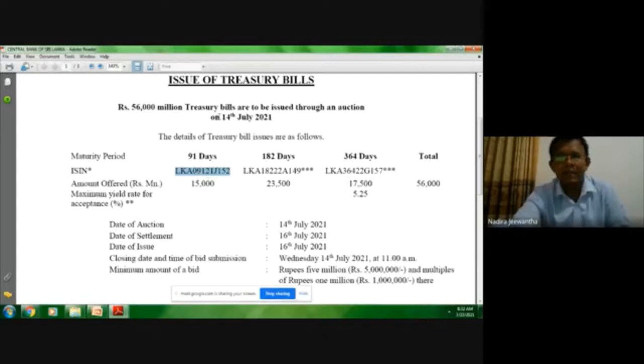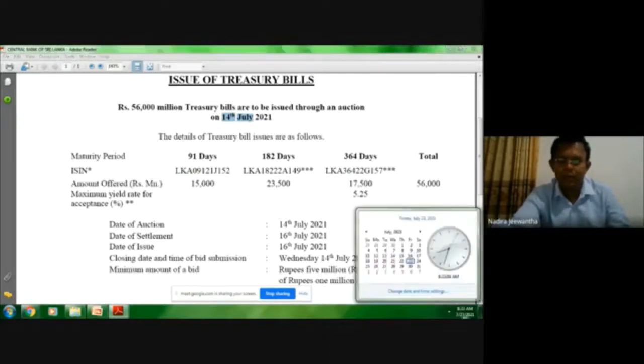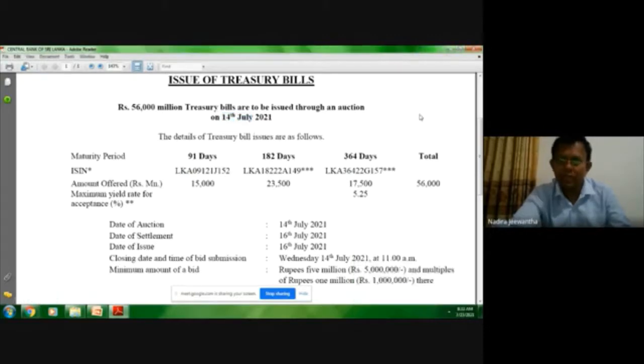Now this particular instrument, the treasury bill, has been issued on the 14th of July. The 14th must be a Wednesday, so after 2 days is Friday. The 14th was a Wednesday, and the 16th was the settlement day.